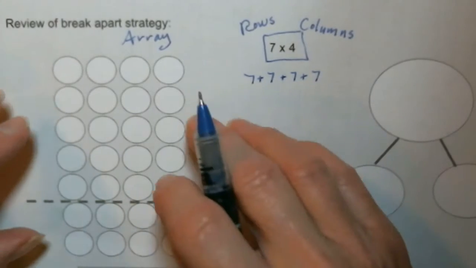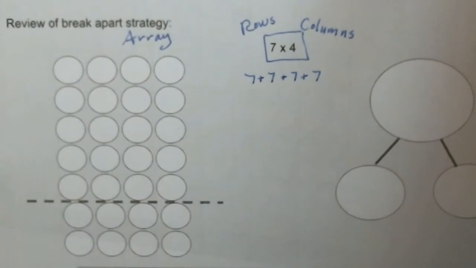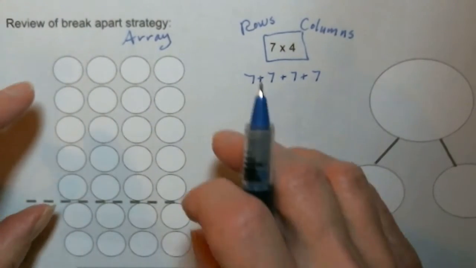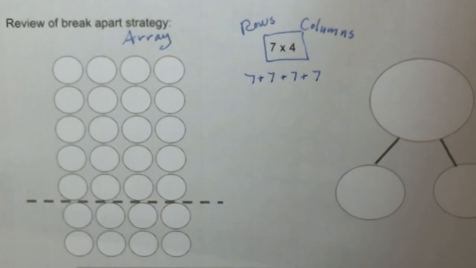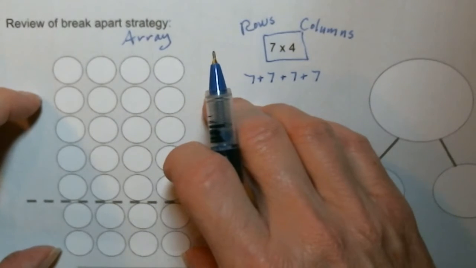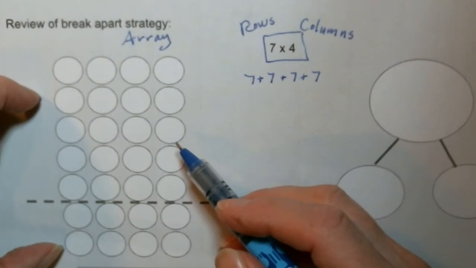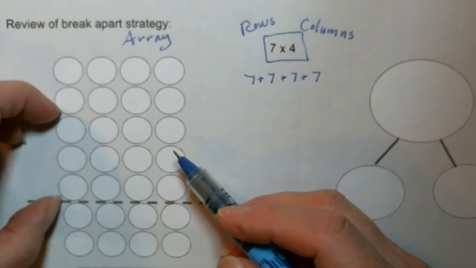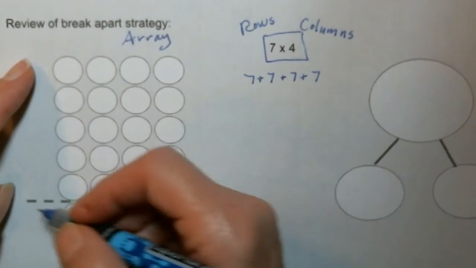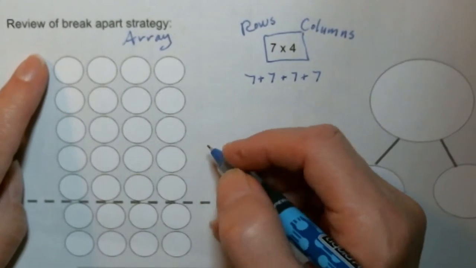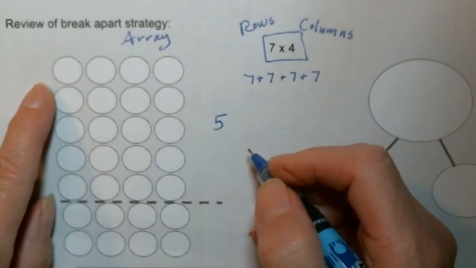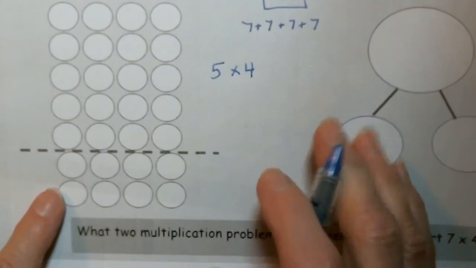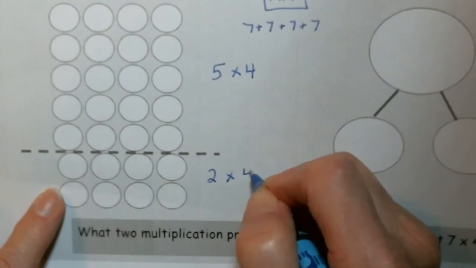Now what they did here is they broke this big array into 2 smaller arrays. That's why this is called the break apart strategy. They broke it into 2 smaller arrays because in this example, maybe the student knew their 5 facts, but not their 7 facts. They knew their 5s and their 2s. So they said, if I break it this way, then I have 5 rows of 4 and 2 rows of 4.